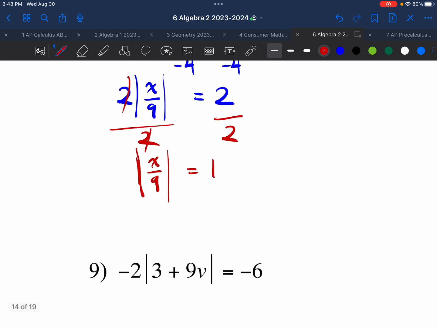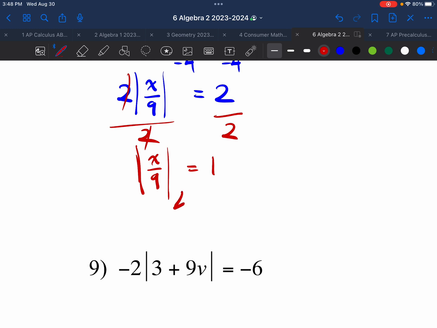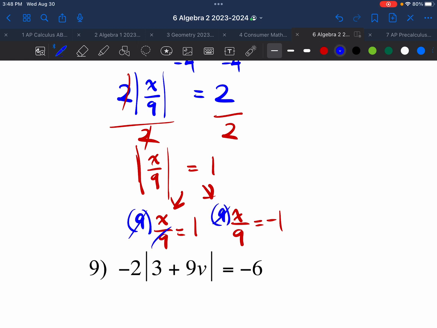And then from there, you're going to drop the absolute value symbol and separate this into 2 different equations. The first equation is x over 9 is equal to 1. The second equation is x over 9 is equal to the other version, -1. Each of these can be solved in the exact same way. You multiply by 9 to get rid of the 9. If you do it on the left, you also do it to the right, and you get your 2 different answers. x is equal to 9, and x is equal to -9.